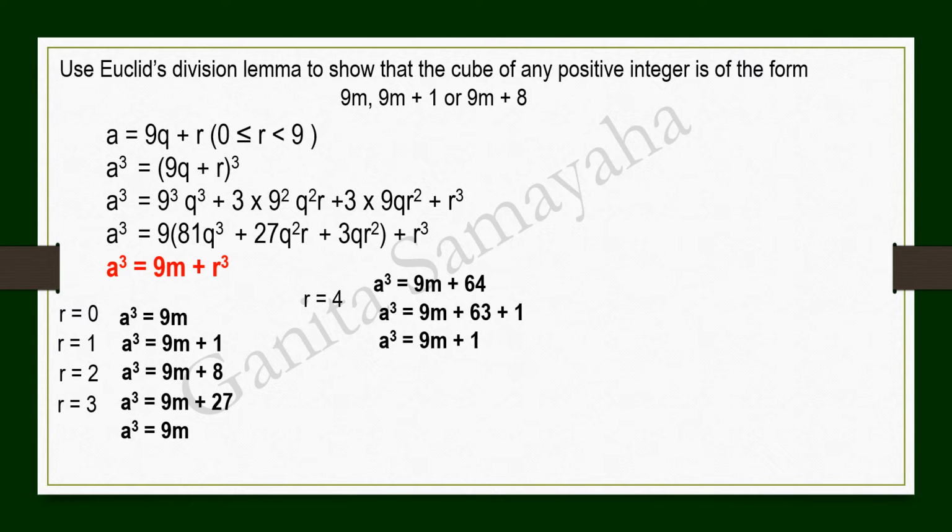Okay, children. Next we have r is equal to 5. When r is 5, let us see what happens. Our a cube will become equal to 9m plus 5 cube. 5 cube is 125.